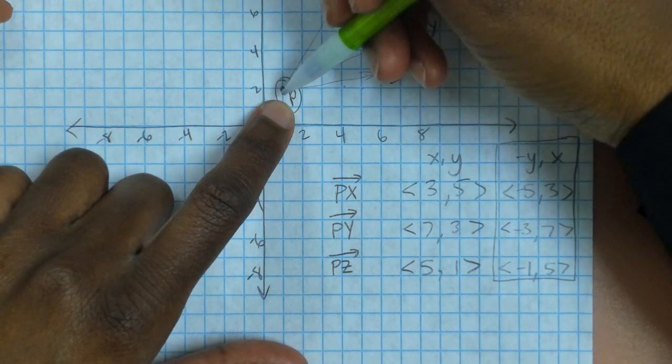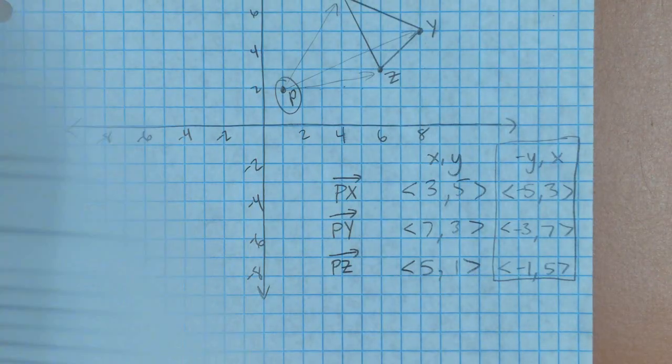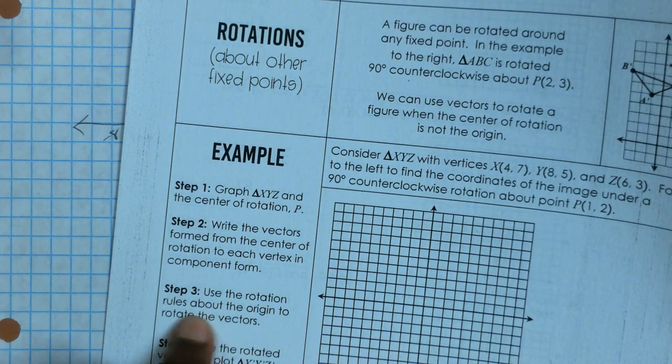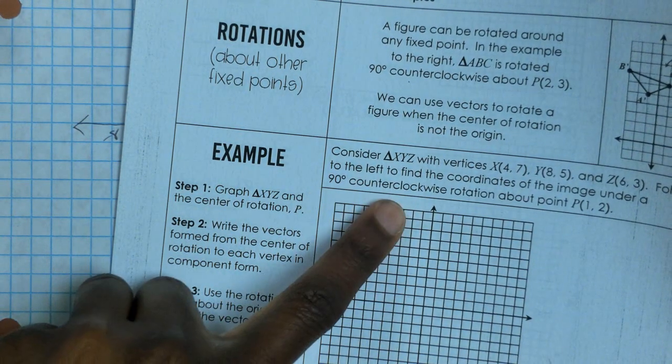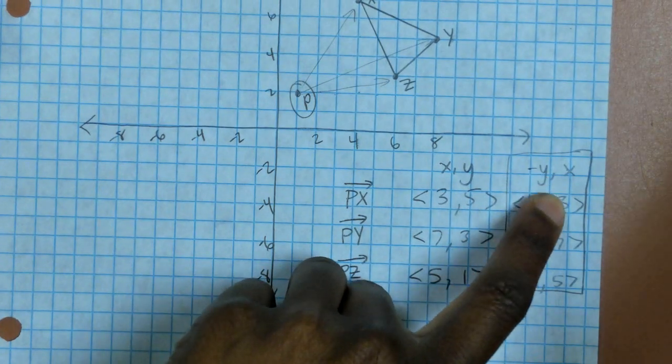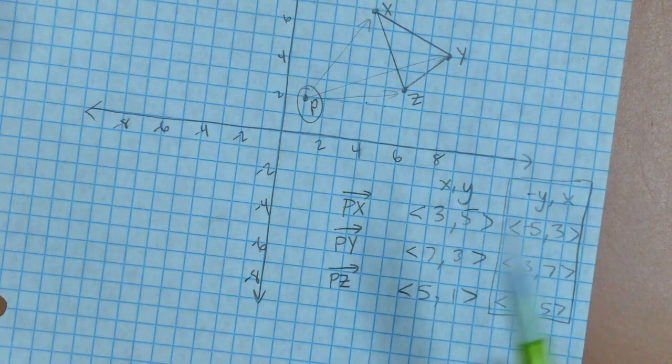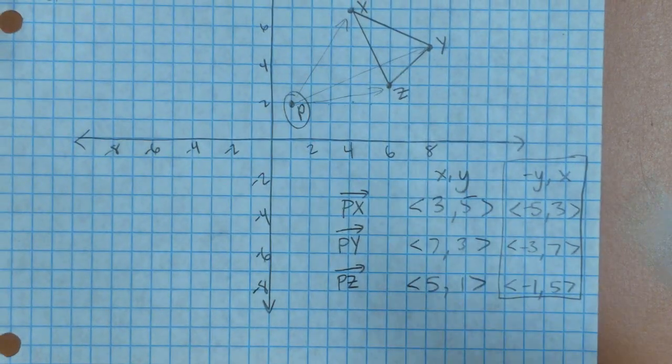So from P, I'm going to go, okay, so that's the step. So write the vectors in the form, we did that. Use the rotation rules, so we used the 90 degrees counterclockwise rotation rule, which was this. So starting with the original points x, y, we used this rule. And now we're going to use the vectors from P to create the new triangle.